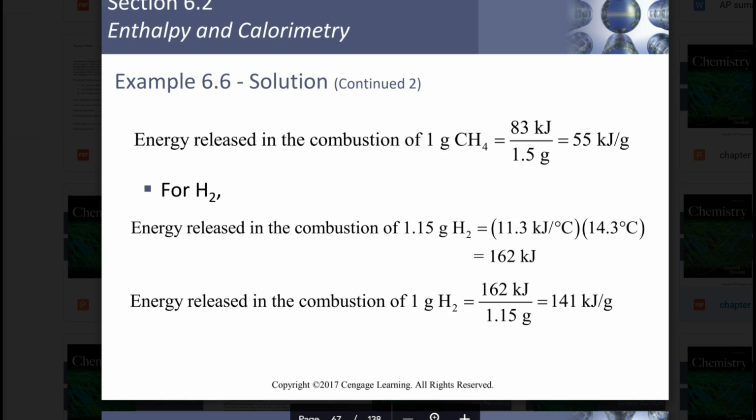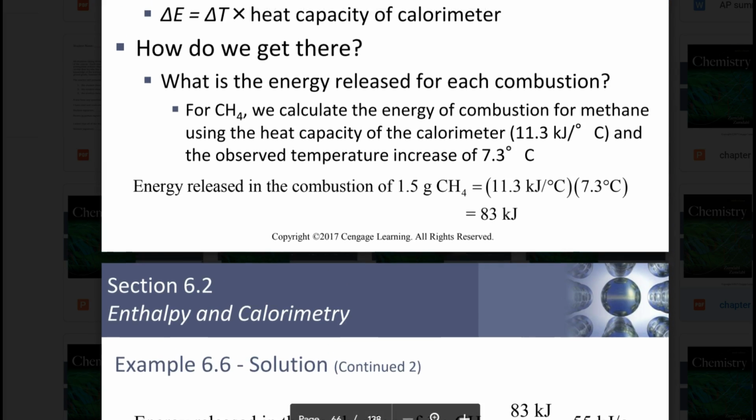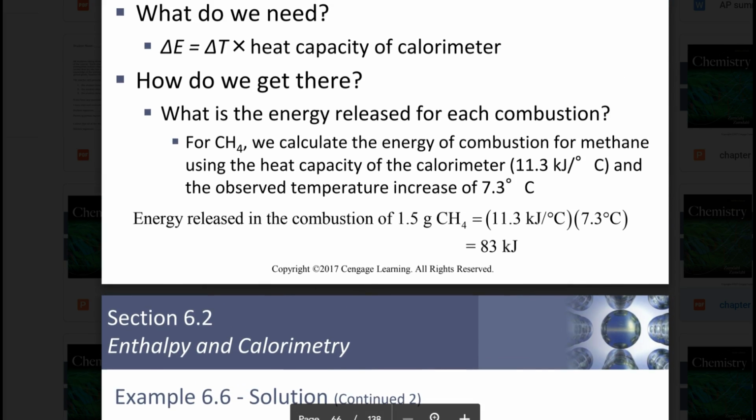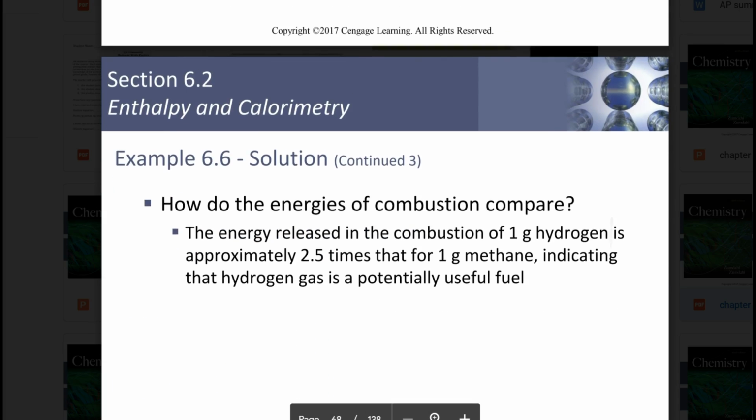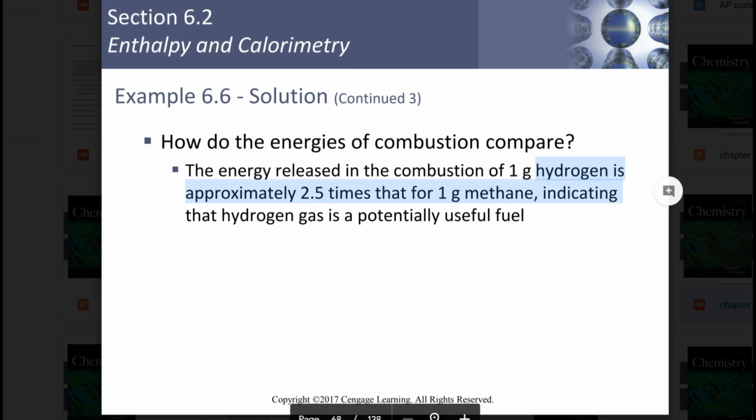How did you get this change in temperature? It tells you. It just said it right here. It says it's an observed temperature change of 7.3. The other one was 14.3. Oh, okay. It's really just a multiplication and getting rid of the units. That's all it comes down to. Okay?